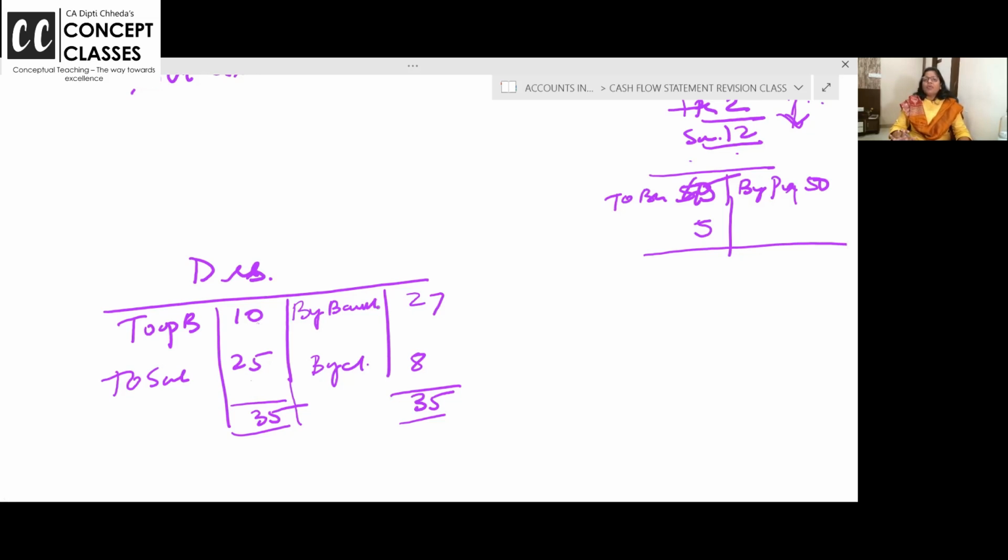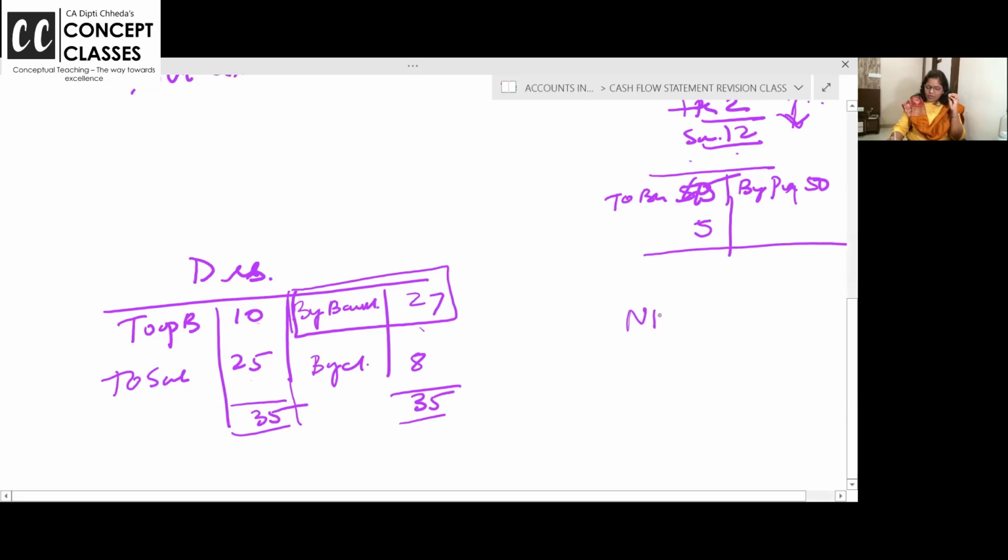So this is just a format of debtors' account which we use in single entry, in insurance claims, in cash flow statement and many other chapters. Now, for cash flow statement, I want this figure. Yes or no? What is the collection from debtors? 27. So if this is a direct method, we take this. But here, it is an indirect method.